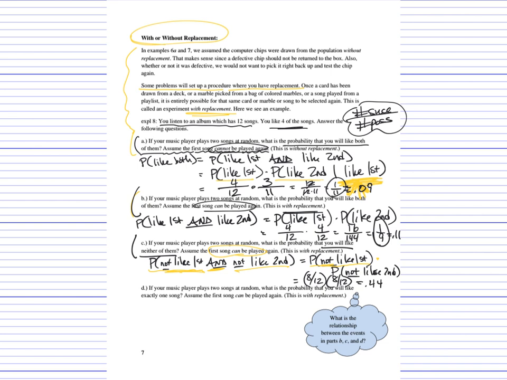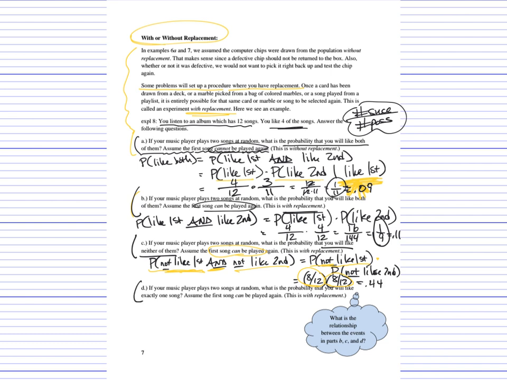Since not liking it has 8 successes and 12 possibilities, 8 over 12 is the probability for that. Same thing for not liking the second one, because again, the first song is being put back in, and so the pool doesn't change. It's still 12 songs with 8 successes. Here, again, successes being not liking it, right? And if you multiply 8 12ths times 8 12ths, you get 0.44. Let's look at letter D.